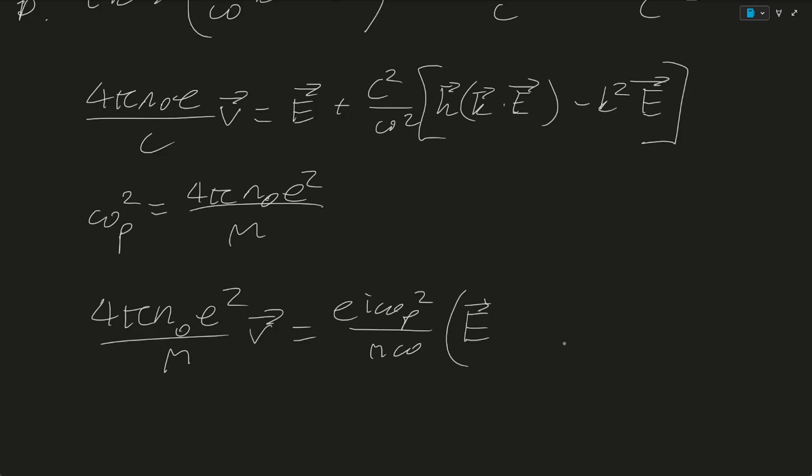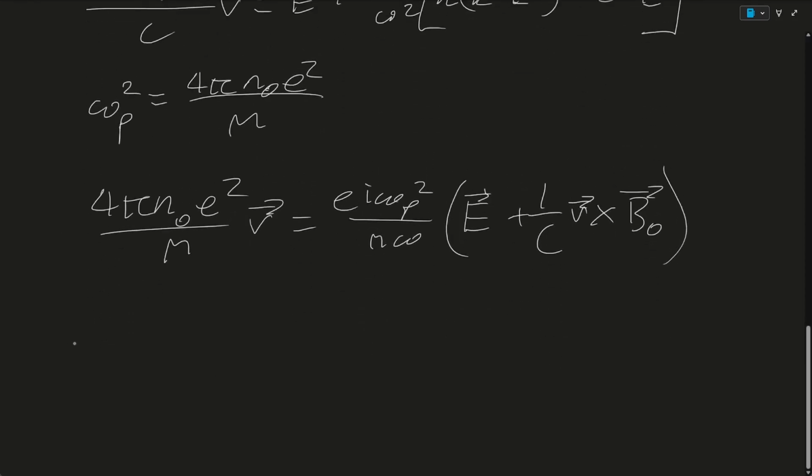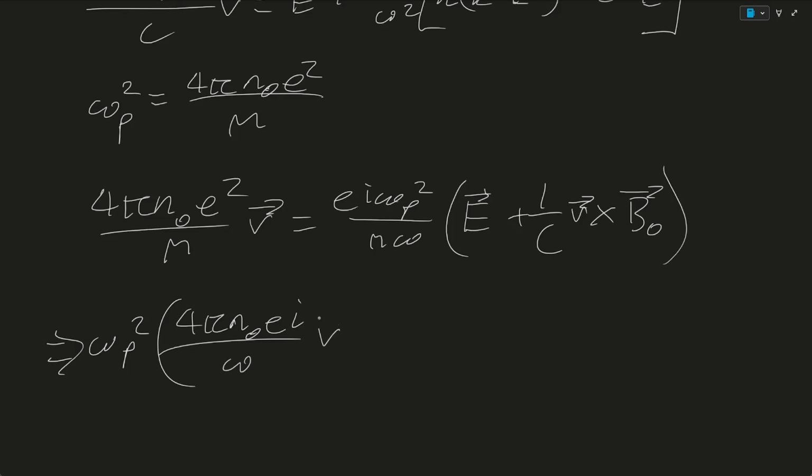I'm not enjoying my positioning of my pen tablet. Plus 1 over c v cross B naught. That should be cross B naught. So omega p squared 4 pi n naught e i over omega v is equal to minus omega squared E minus i omega e over mc. Oh, will I have enough space?